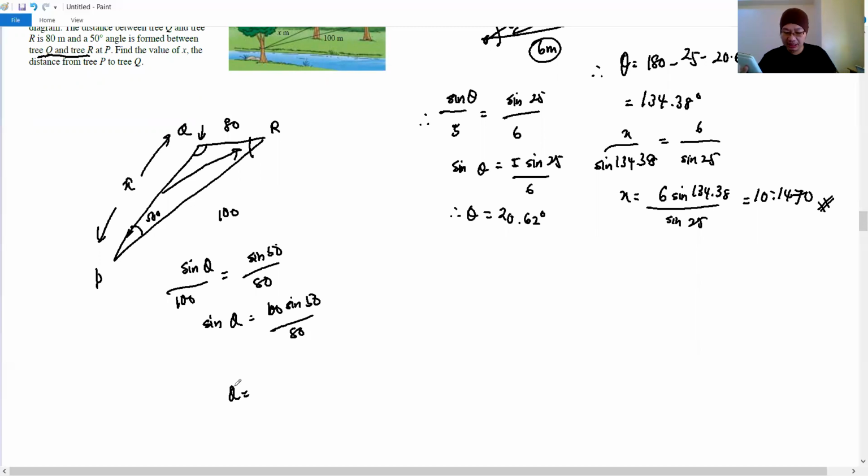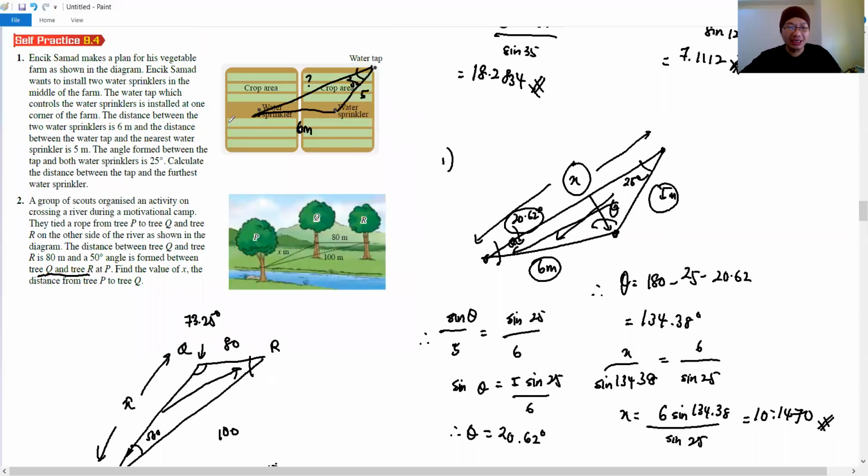Okay, so the answer here is 73.25 degree. Okay guys, now that is your Q.